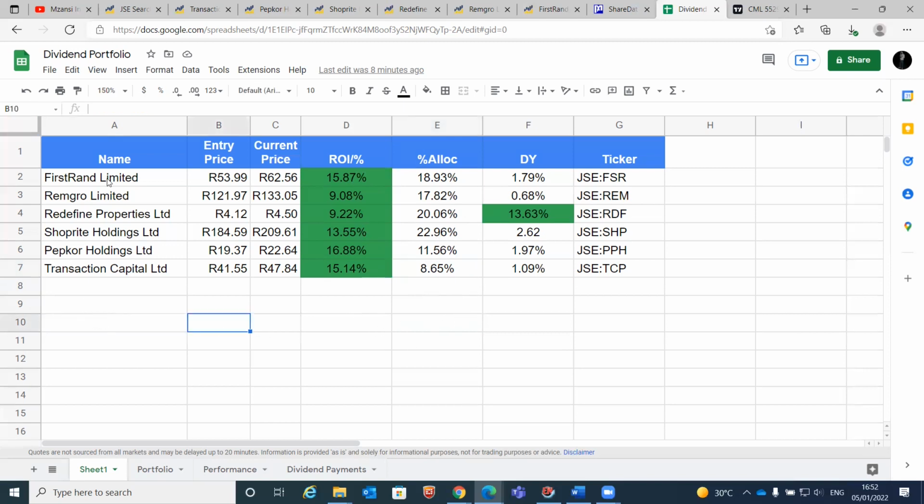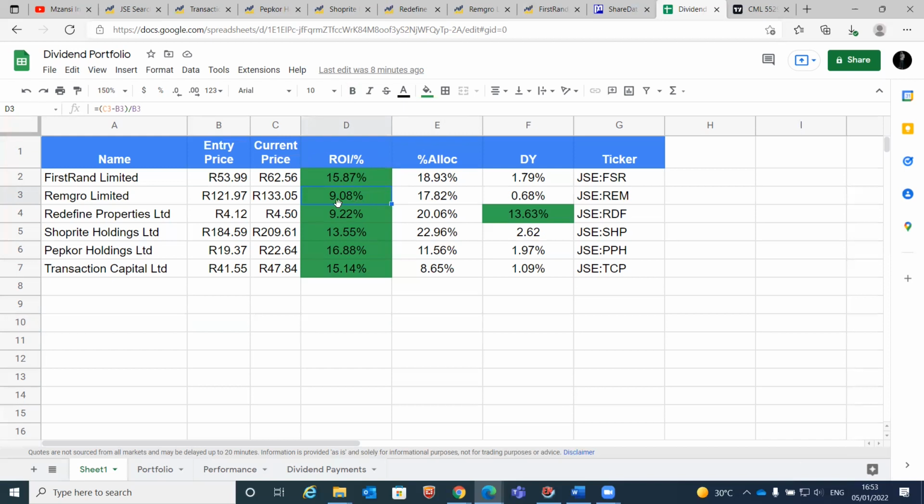Now just by looking at this, you can see the performance of each stock that I have in column D, where I have a return on investment as a percentage. As you can see, at the current moment, the lowest return is from Remgro Group.